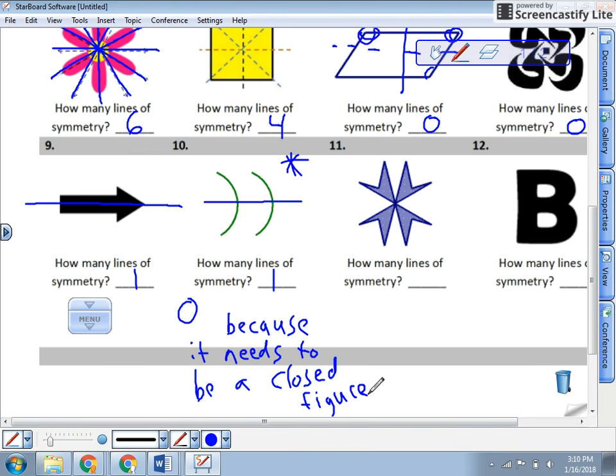A couple more. You can see I can divide it right down the middle this way, identical on each side. I can also do the same here.